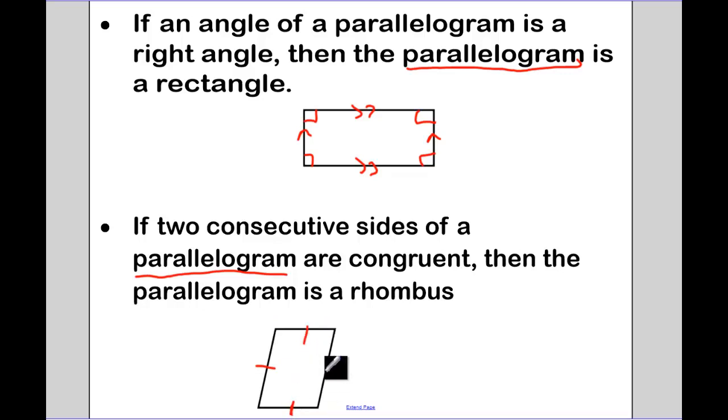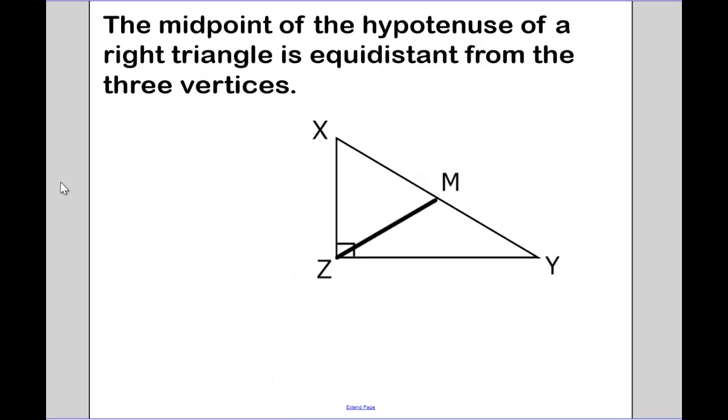So I can mark my congruent pieces. So now I have four sides that are all congruent. By definition of a rhombus, we know our figure is now a rhombus. Okay, this is an important theorem.